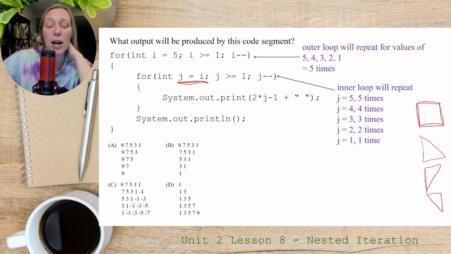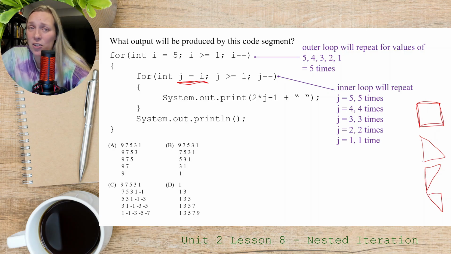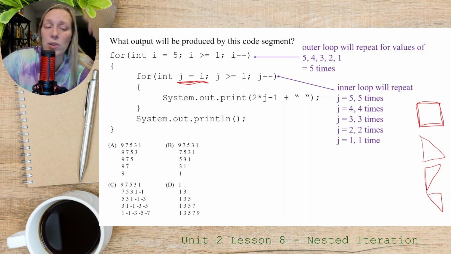So technically, you could probably eliminate choice C at this point through just the process of elimination. But because we're just learning about nested iteration, I don't expect you to know that off the top of your head quite yet. So let's go through.